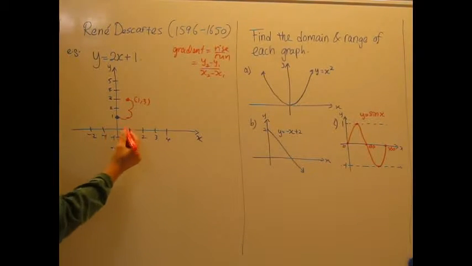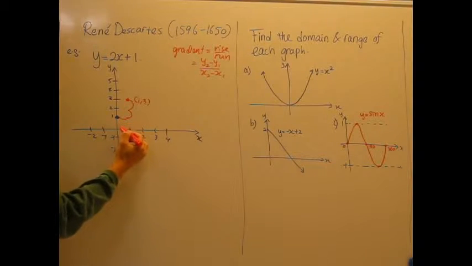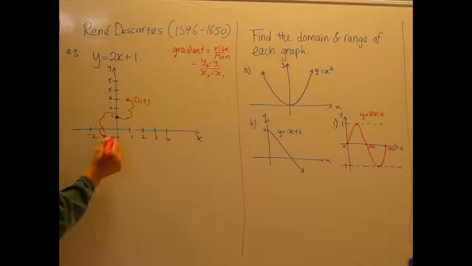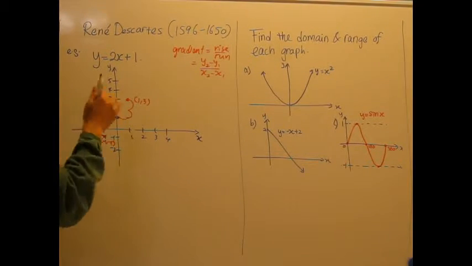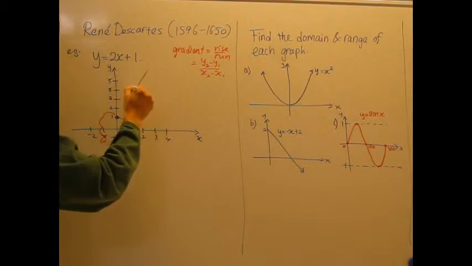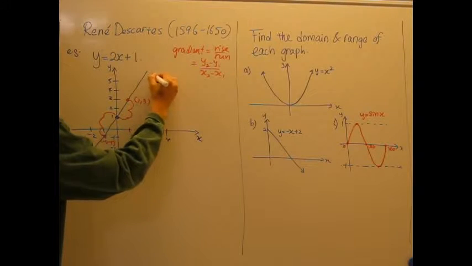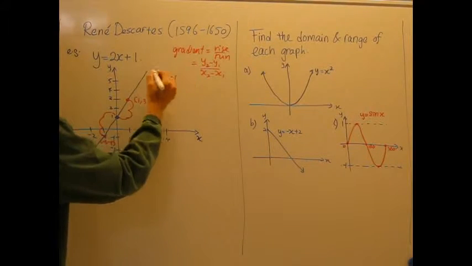Okay? And I can continue down here. 1 step left, and then 2 steps down. 1, 2. So this is another point, right? (Negative 1, negative 1). So this is my graph, y equals 2x plus 1.